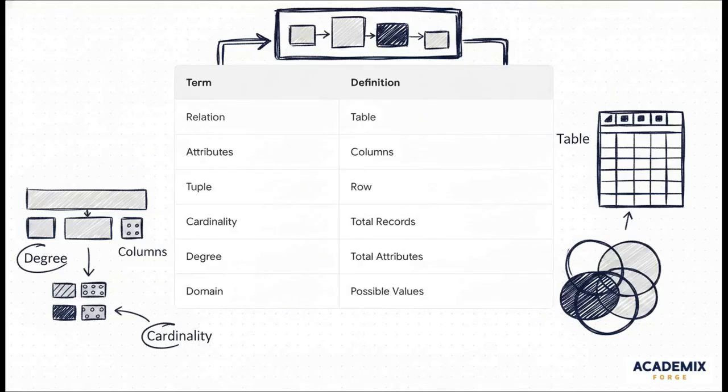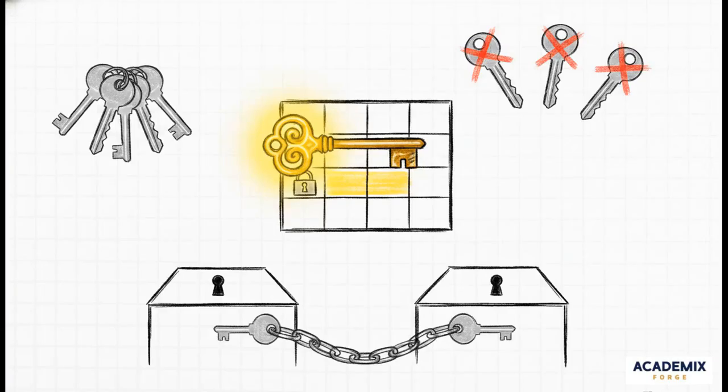Okay, students, you really need to memorize these terms. This is the essential vocabulary for relational databases. A relation simply means a table. Attributes are just the table's columns. A tuple refers to each individual row or record. Cardinality is your total number of records, while degree is the total number of columns. And finally, a domain is the set of all possible logical values that can go into a specific attribute. Make sure you lock these into your brain. To uniquely identify these records, we use what we call database keys.